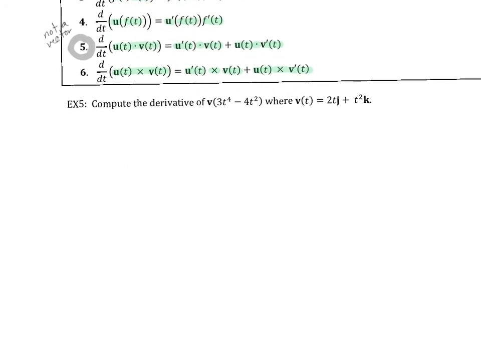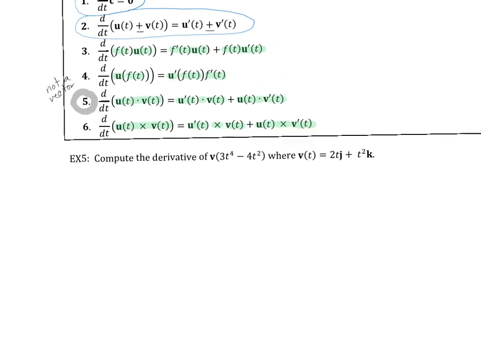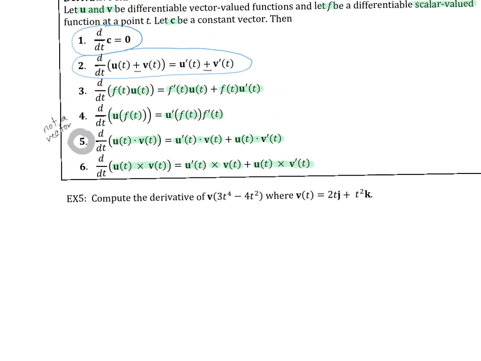Example 5, we're going to compute the derivative of this vector v. Now v of t is described as 2t j plus t squared k. But we don't want to just compute the derivative of v of t. We want to compute the derivative of v of 3t to the 4th minus 4t squared. So going up to these properties, this would be similar to property number 4, where we have a real valued function inside our vector function.